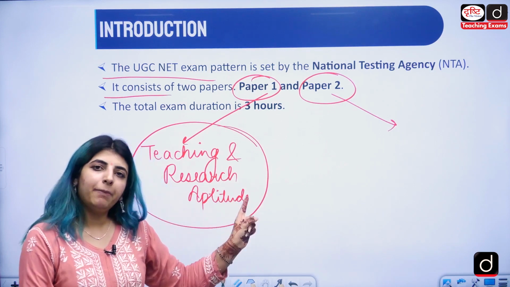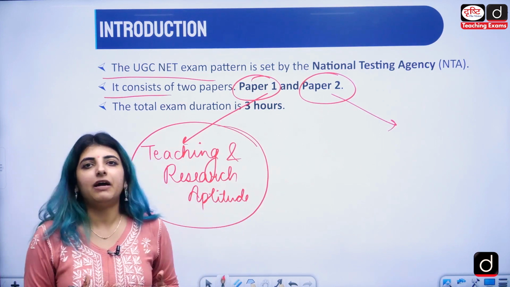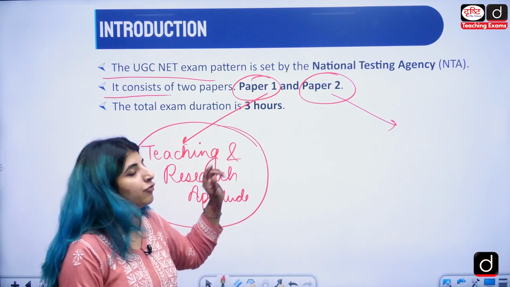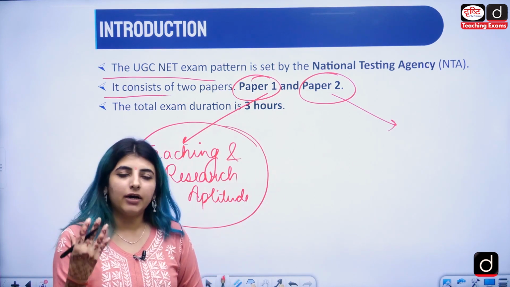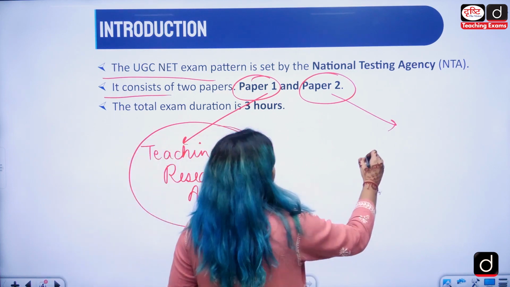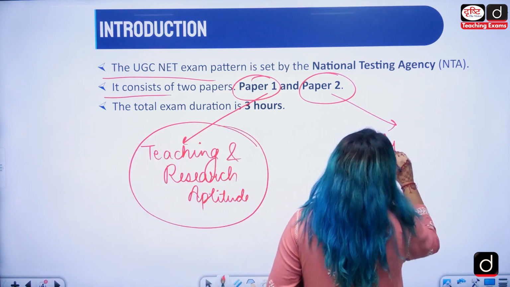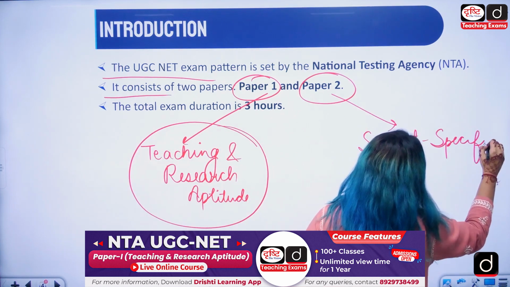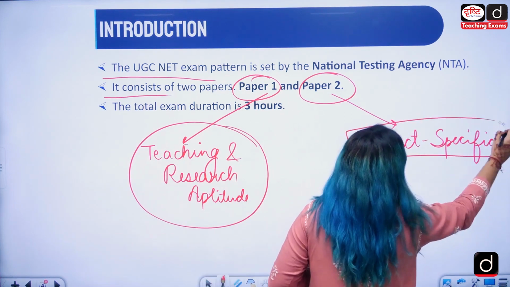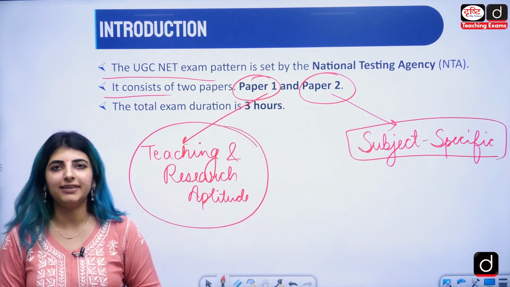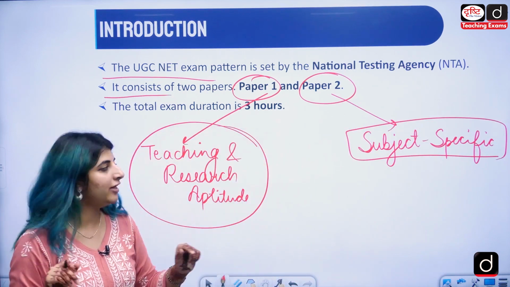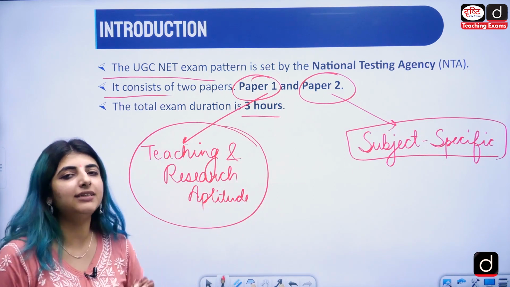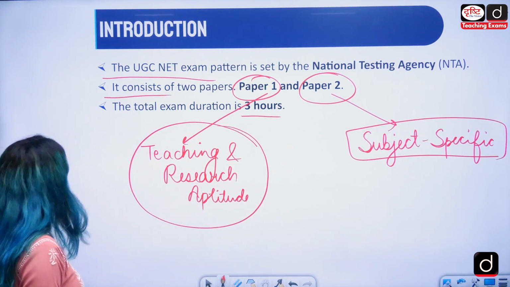Now, paper 2 is something like, let's say I've done my master's in English literature, I will be sitting for the English literature NET examination, correct? So that paper is subject specific in nature. What is the time window here if I want to sit for the NET examination? The whole duration here is 3 hours. A maximum of 3 hours is the duration, correct?